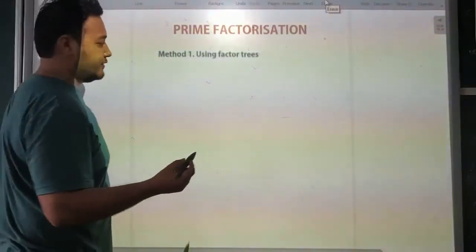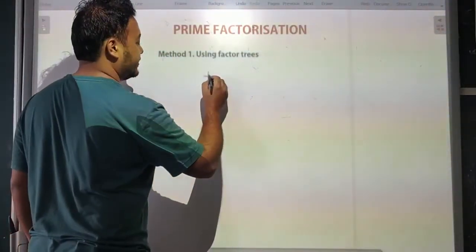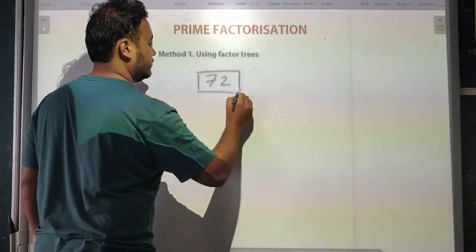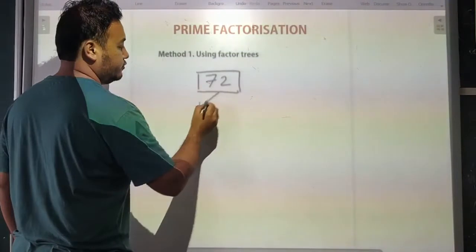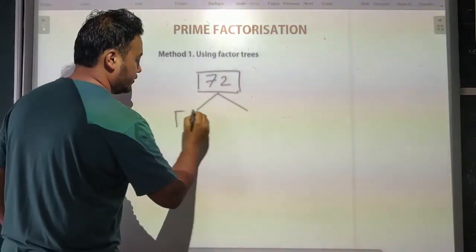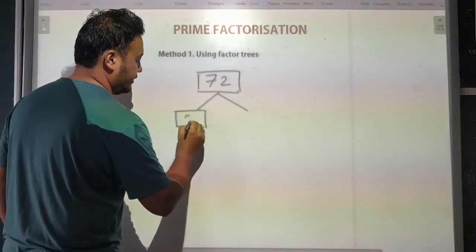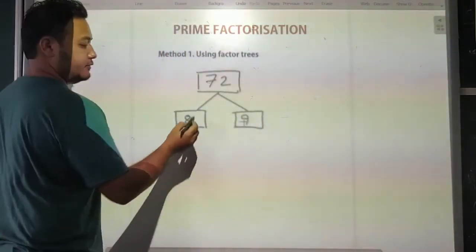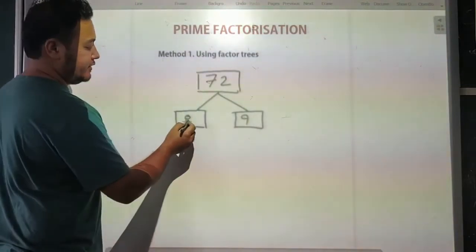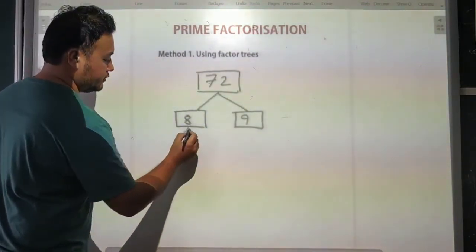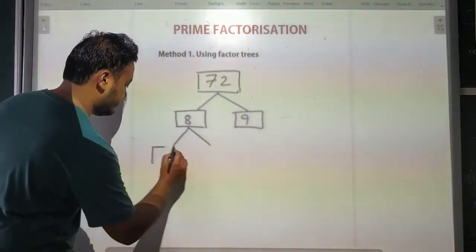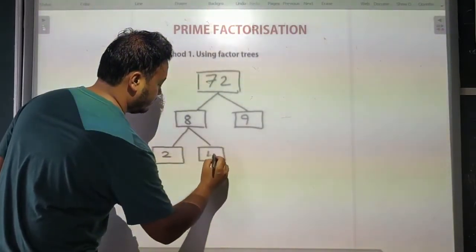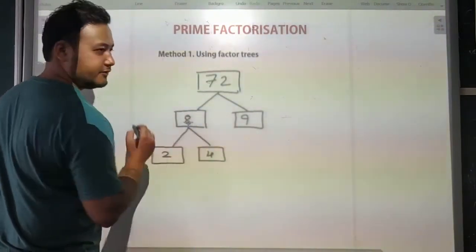Let's do another prime factorization using factor trees. Let's take the case of 72. Can I write 72 as 8 multiplied by 9? So 8 9s are 72. Is 8 a prime number? No, it's not. So we'll just break this into 2 into 4.